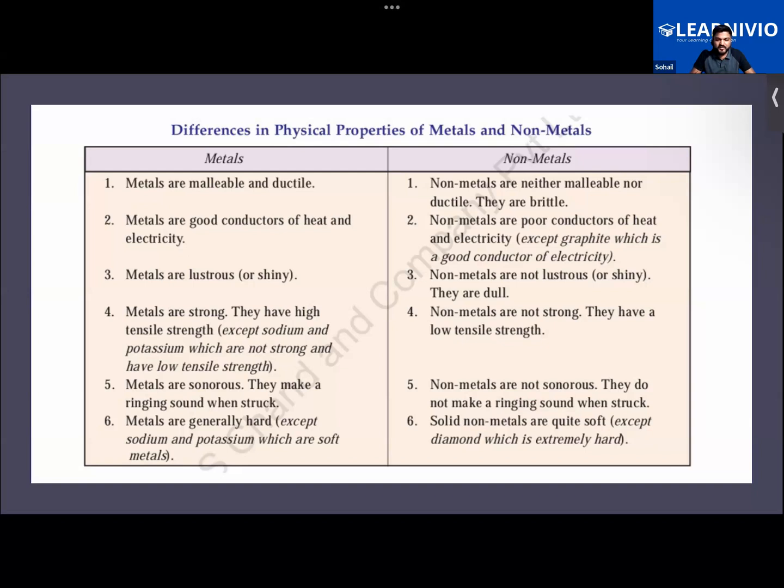By the way, you know that diamond is no longer the hardest substance on Earth. Do you know which is the hardest substance on Earth?